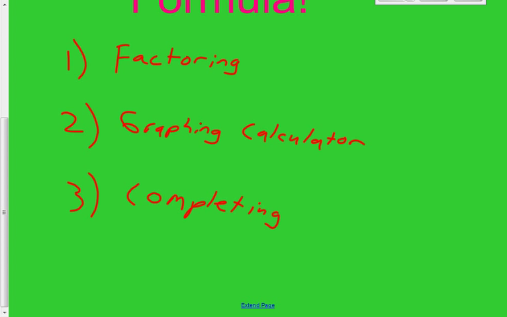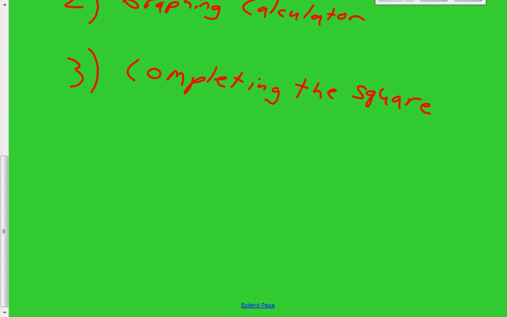But the third way we learned was completing the square. You're going to find out in tomorrow's lesson that completing the square is very, very valuable for other reasons. But for solving for x or finding the zeros, it's maybe a little bit more monotonous, a little more tedious. However, it does work.